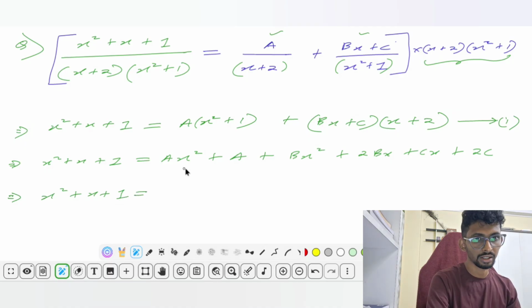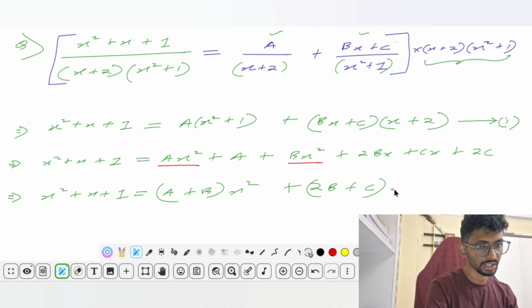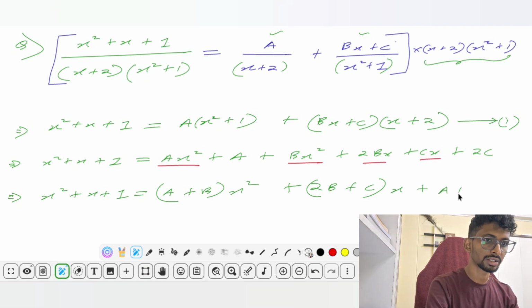In the RHS part, the x square coefficient will be a plus b. What I did, I took x square common from these two terms. Next, 2bx plus cx. So from this, if we take x common, we will get 2b plus c times x. Now these two are also there. So next the constant will be a plus 2c. Okay, so let this be equation 2.